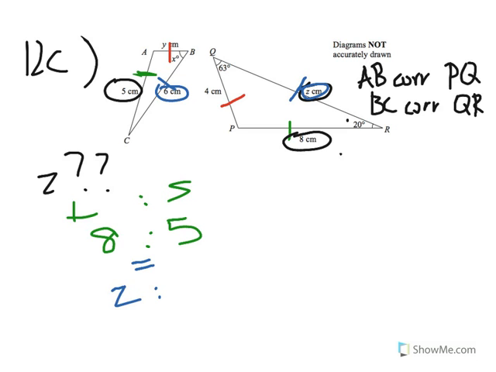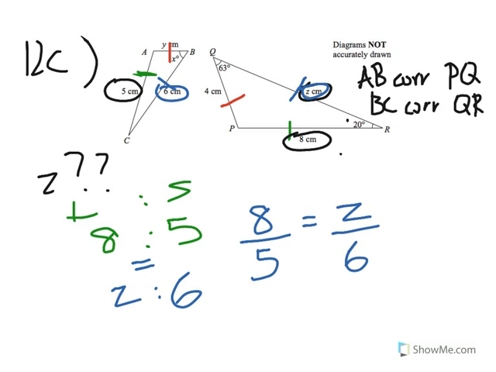Z is to 6. So that means 8 over 5 is equal to Z over 6. Okay? Now all I got to do is solve for Z, and then I'll find my length. So just multiply both sides by 6, and you'll get Z is equal to 8 over 5 times 6. And so Z is equal to 9.6 centimeters.